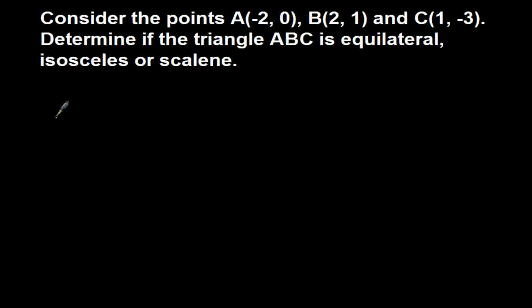So we are going to find the distance between AB, between BC, and then AC. So after getting these distances, we shall see which one is equal to the other.